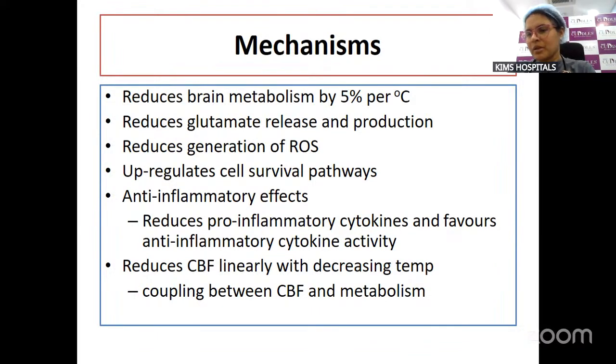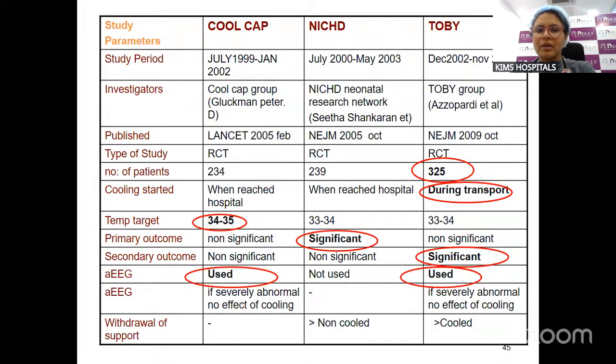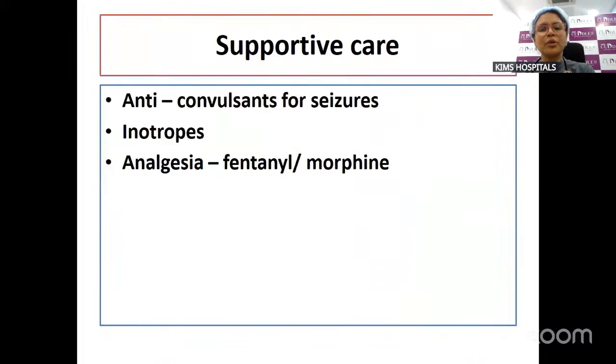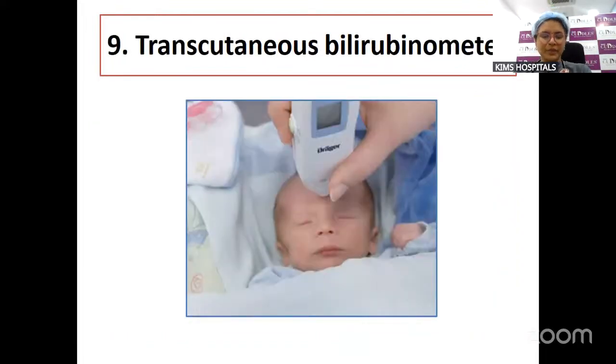So by mitigating most of the mechanisms of pathogenesis of asphyxia, therapeutic hypothermia would work. These are the three important randomized controlled trials which gave us substantial evidence for recommending therapeutic hypothermia, and it is ineffective without good supportive care in the form of control of convulsions and inotrope support for hemodynamic instability.